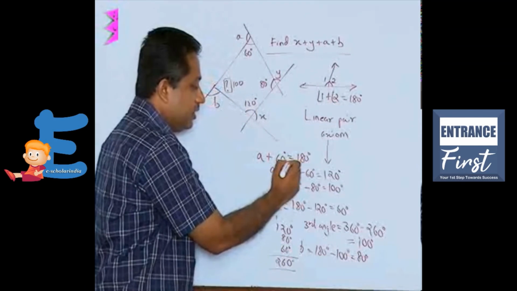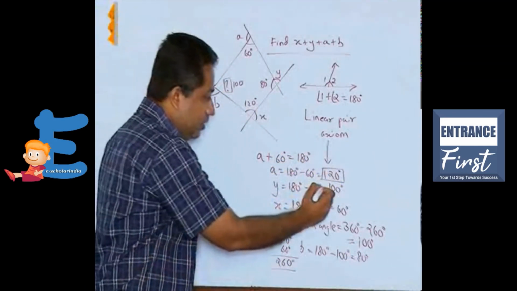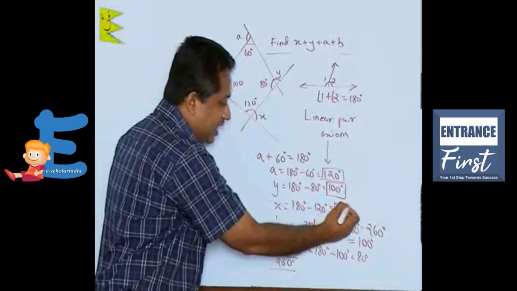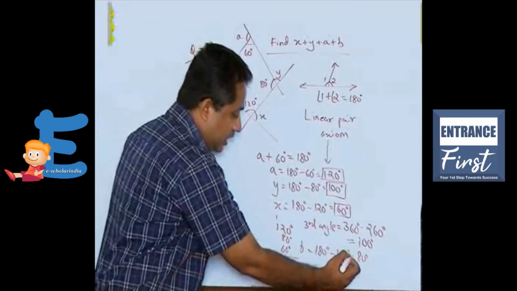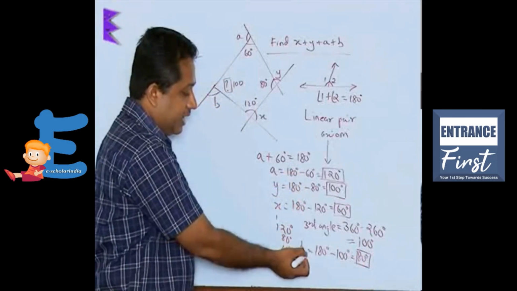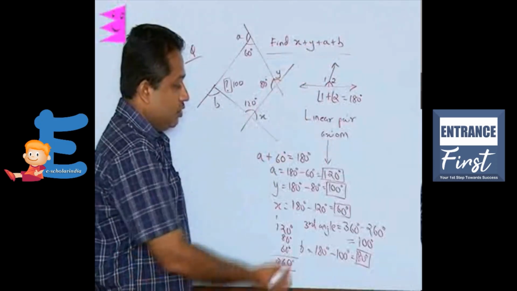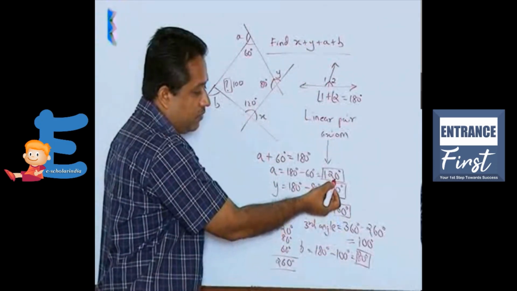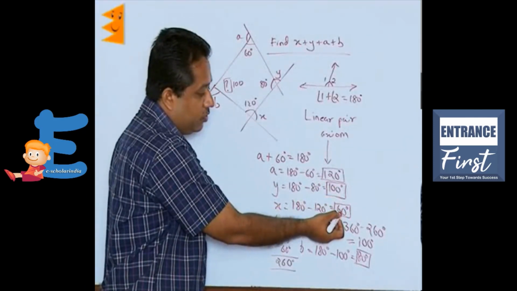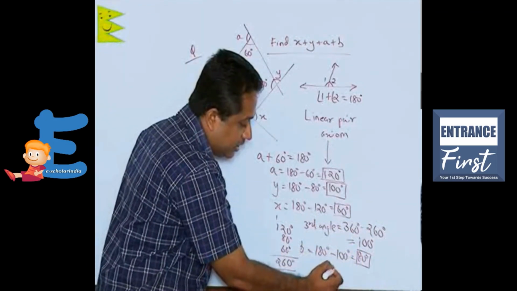So, we have the first angle, that is A, 120 degrees. The second angle Y as 100 degrees. The third angle X as 60 degrees. And the fourth angle B as 80 degrees. So, we have found out A, Y, X and B. Now, the question says find X plus Y plus A plus B. So, if you add all this, we get 120 and 100 as 220, 220 and 60 will give you 280, 280 and 80, the total will be 360 degrees.